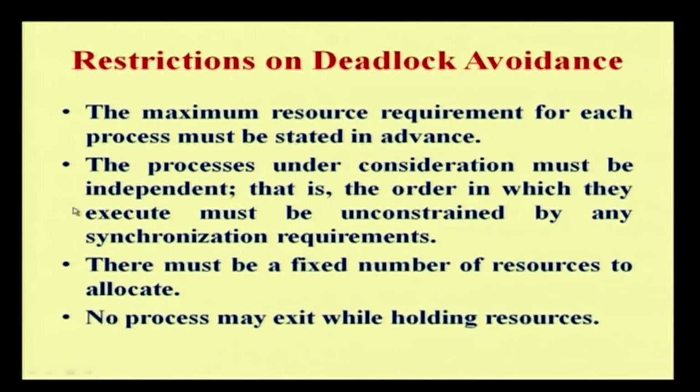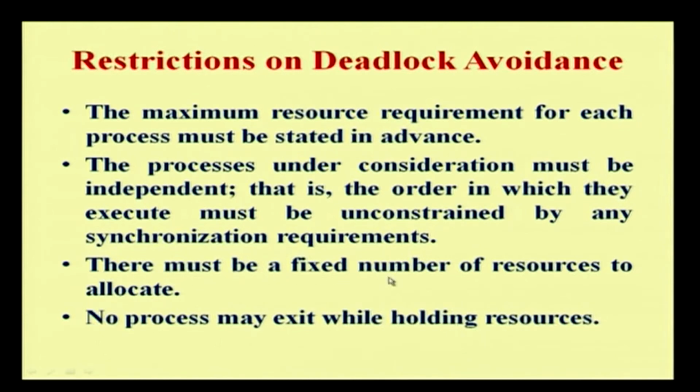So the available resources you are supposed to give in advance. If you say, sir, I require this much money, and if the bank is able to give whatever you are claiming, and if enough resources are available from the bank, then definitely they can help you out. Then definitely there will not be a situation of deadlock at all. Then the second point here states that the processes under consideration must be independent. That is, the order in which they execute must be unconstrained by any synchronization requirements. This is self-explanatory, so let us move on to the third point.